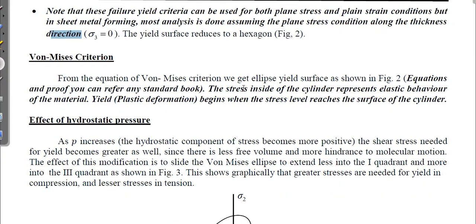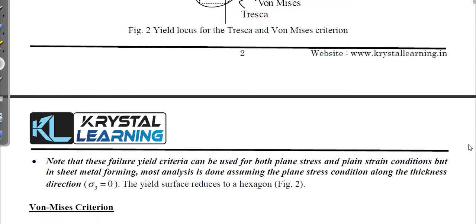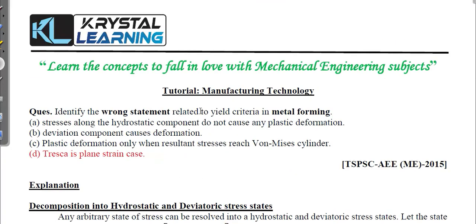In von Mises you get an ellipse equation, and the proof you can get in a standard book. But what is the physical significance of that ellipse? The stress inside the cylinder represents elastic behavior, as I earlier told, and yield or plastic deformation begins when the stress level reaches the surface of the cylinder. Just note down, it begins from that point when it reaches the surface of the cylinder, that is yield or plastic deformation. So let's now go back to the options.